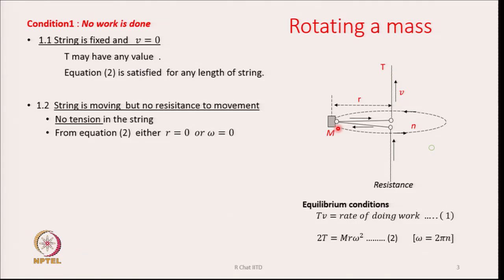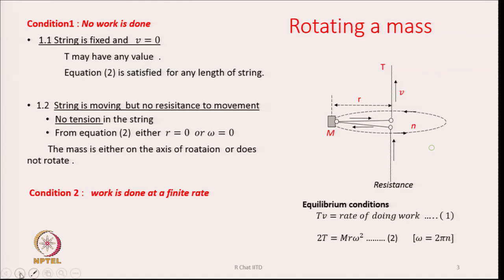So, from equation 2 we can now write that T is 0, that means m r omega square is going to be 0 also. Now there are two possibilities, that is either r is 0 or omega is 0. That is, the mass is either on the axis of rotation when r is 0, or it does not rotate at all, that is omega is 0. So, these could be the situations if we are not doing any work, that is either V is 0 or T is 0.